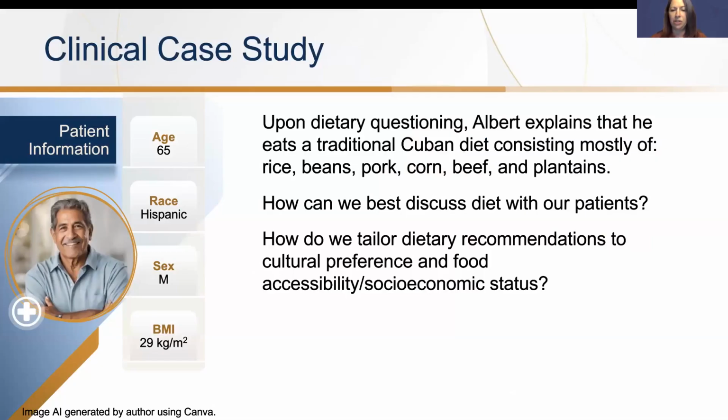So when we're looking at our patient, upon questioning Albert, he explains that he eats a traditional Cuban diet consisting mostly of rice, beans, pork, corn, beef, and plantains. How can we best discuss diet with our patients, and how do we tailor our dietary recommendations to include cultural preference, food accessibility, and socioeconomic status?